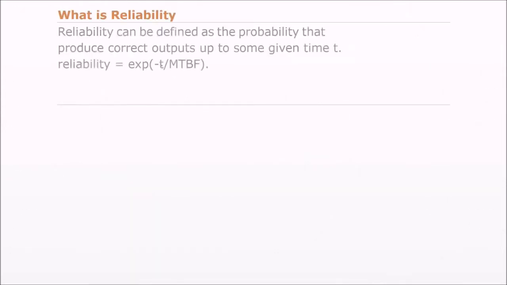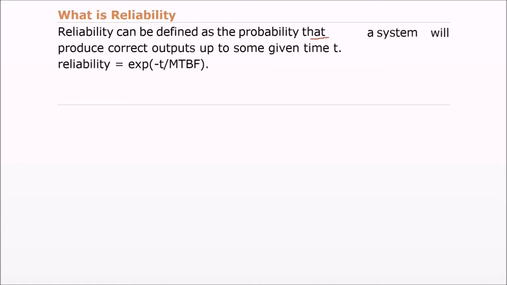What is reliability? Reliability is the probability that a system will produce correct outputs up to some given time t in a given environment. It is given by e to the power minus t by MTBF. So t is the time, MTBF is the mean time between failure.